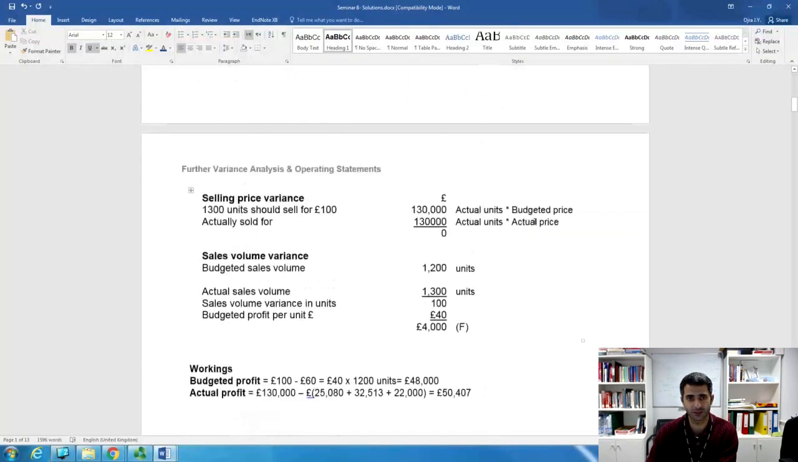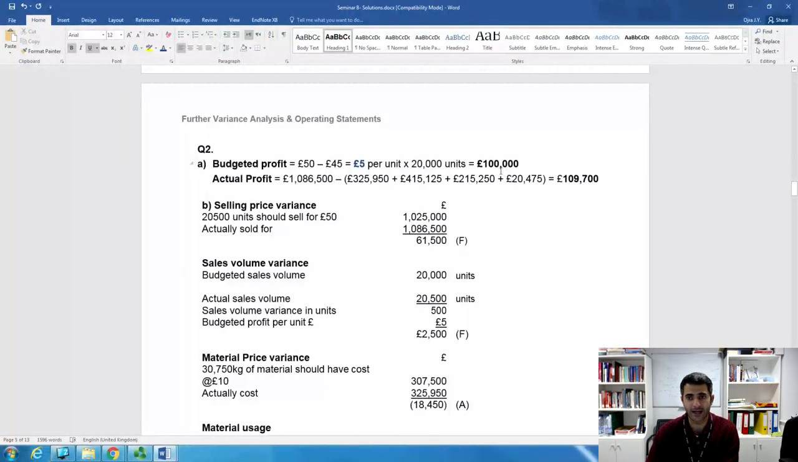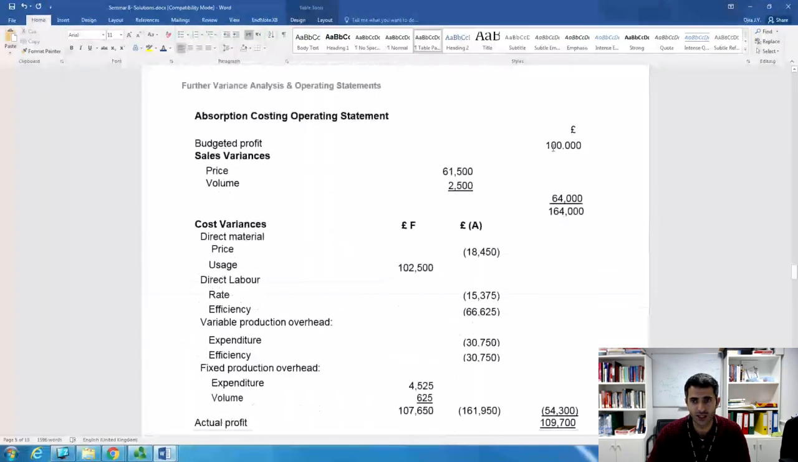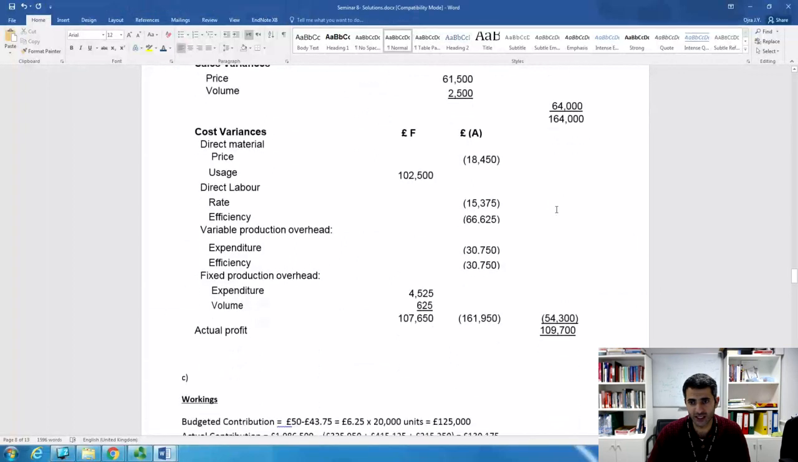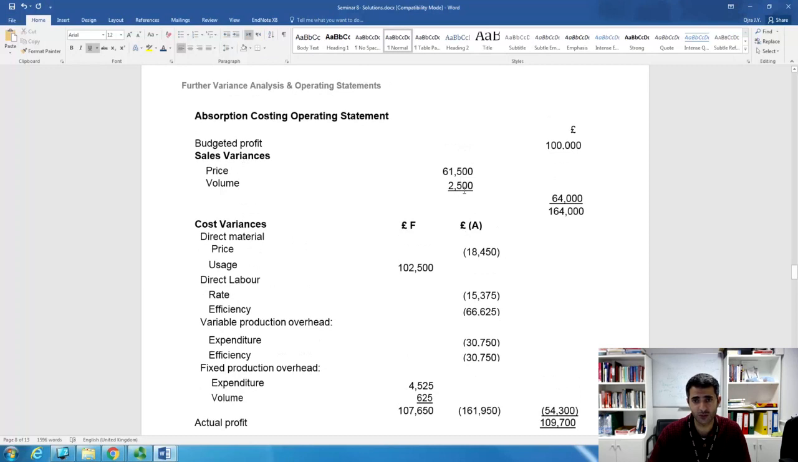Look, let me help you with this. Yeah, here we go. The budgeted profit is 100,000 and the actual profit is 109,700. So that's the most important thing here. We start with the budgeted profit, and we end with the actual profit 109,700. And we need to see the differences in variances. So first you list the sales variance in terms of price and in terms of volume. These are the answers. You just copy paste the answers.